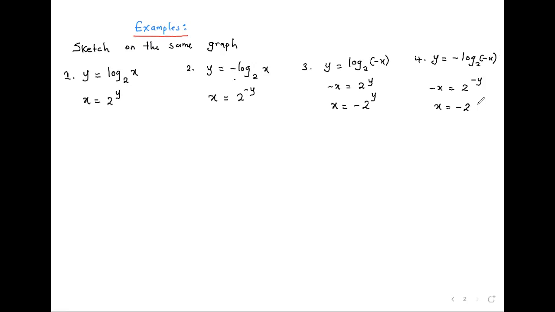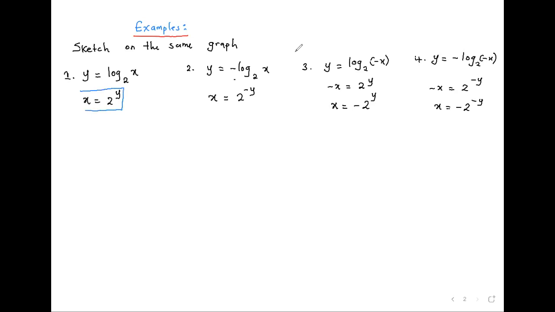Applying this law, we'll move from logs to exponential because we have an understanding of exponential graphs. So this one is x is equal to 2 to the power y. For this one, first divide by -1 so that you have x is equal to -2 to the power y. And then on the third one, we'll have x is equal to 2 to the power -y. And the fourth, you divide by negative, you have negative x is equal to 2 to the power -y, and then divide by negative, we get x is equal to -2 to the power -y. So we have 4 functions to be sketched.